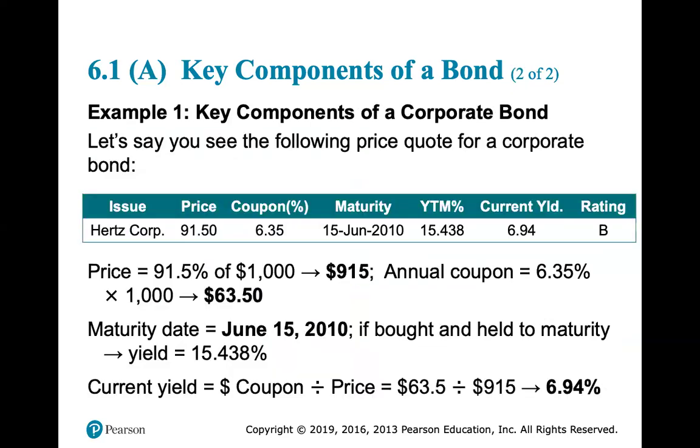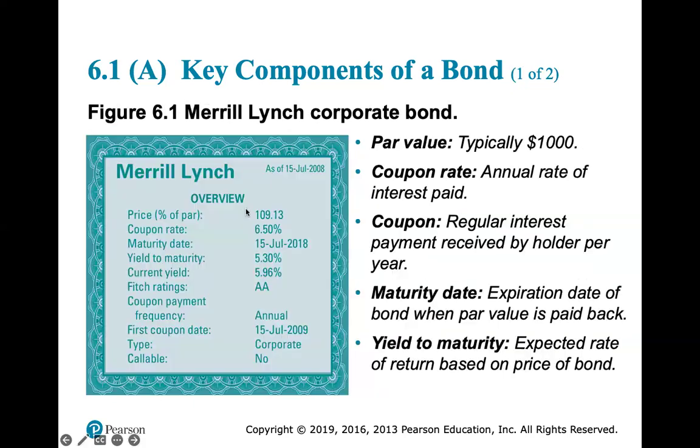And the YTM, abbreviated yield to maturity, is the expected rate of return based on the price of the bond. And we said that if you check here, we have 109, okay? This 109 is a quoting price. It's a percentage of the face value, the par value. Basically, 109 means 109% of $1,000.